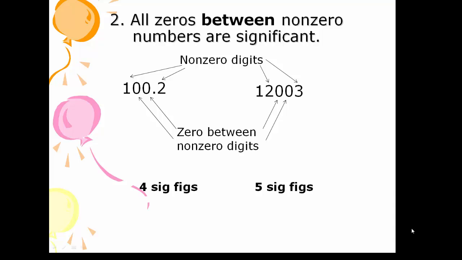First of all, zeros between non-zero numbers are significant. In the first example, 1.002, the first number is a non-zero number, so it's a Sig Fig. The last digit is a non-zero number, so it's a Sig Fig. Any zeros in between are automatically Sig Figs. So in the first example, we have 4 Sig Figs. In the second example, 1.12003, again, the 1 is a Sig Fig, the 3 is a Sig Fig, so everything in between is automatically a Sig Fig, including those zeros. So there are 5 Sig Figs.